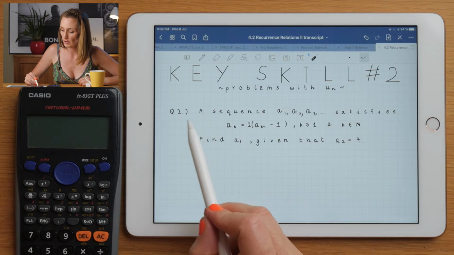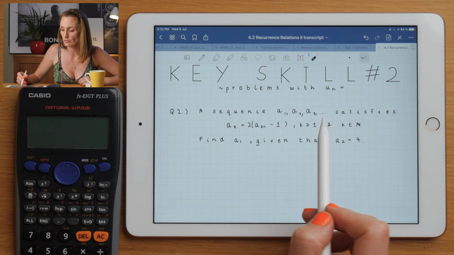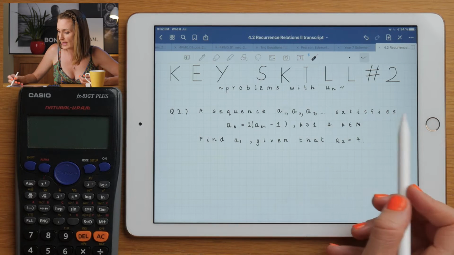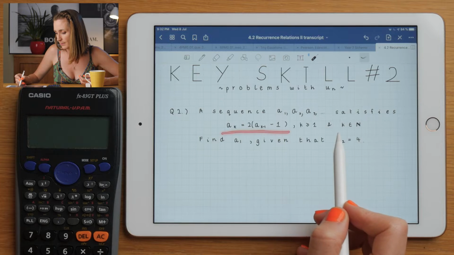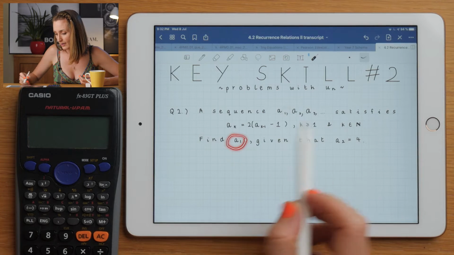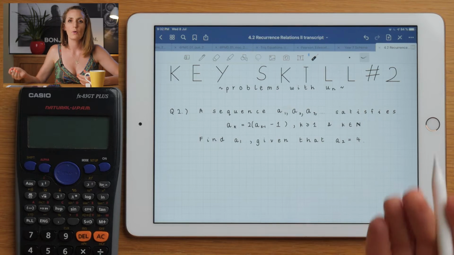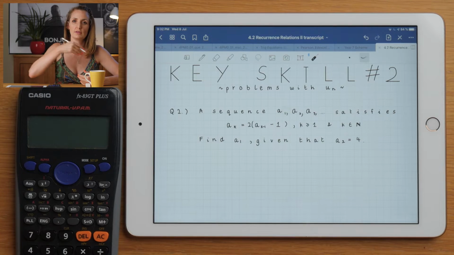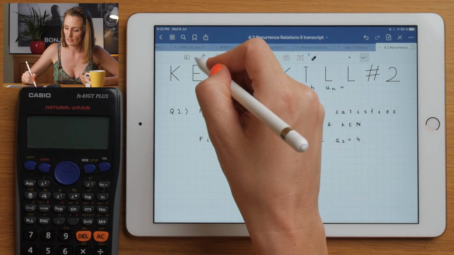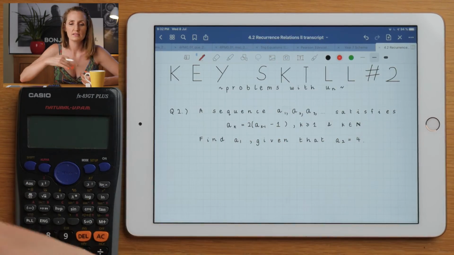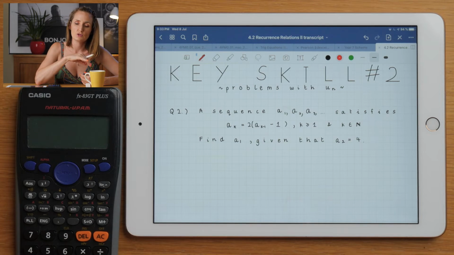This question is a little bit tricky because it says a sequence A1, A2, A3, and so on, continuing like that satisfies this recurrence relation. Find A1 given that A2 is equal to 4. So we're going to go backwards now. We've always been using A1 to get A2, A2 to get A3, and so on. So we need to work backwards. But let's start by writing down the recurrence relationship that links A2 to A1.